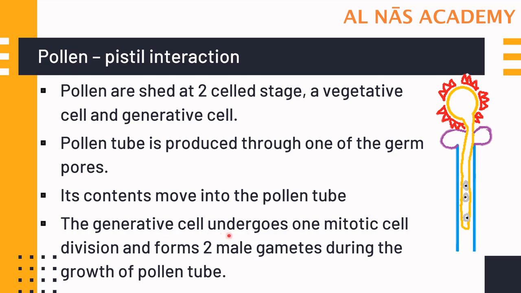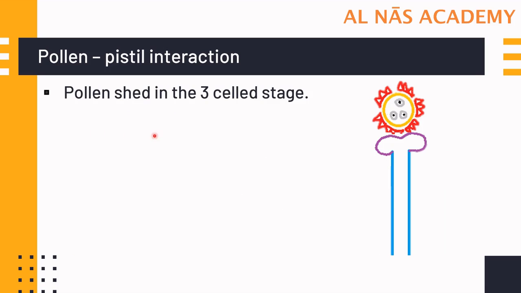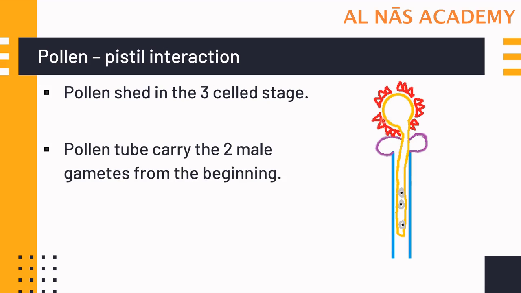So the generative cell undergoes one mitotic cell division and then forms two male gametes. These are the two male gametes formed during the formation of the pollen tube. And in plants which shed pollen at the 3-cell stage, that means it already has two male gametes from the beginning, in that case the pollen tube will carry two male gametes from the very beginning.